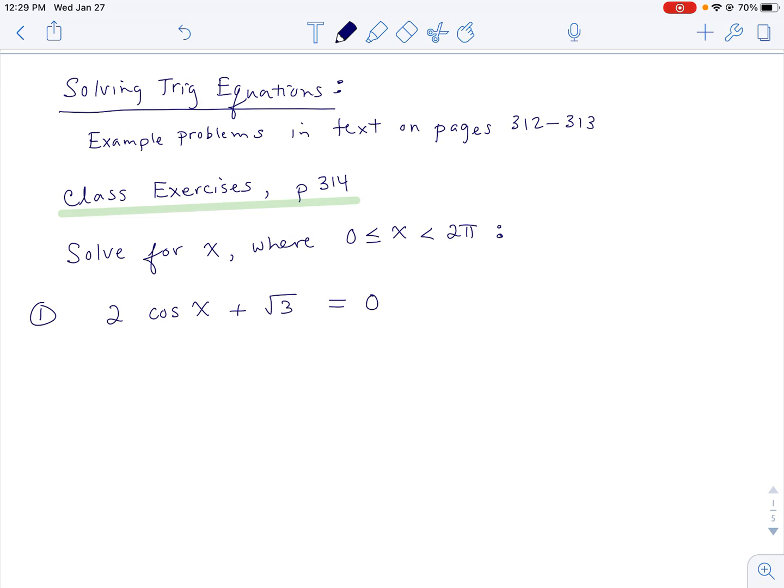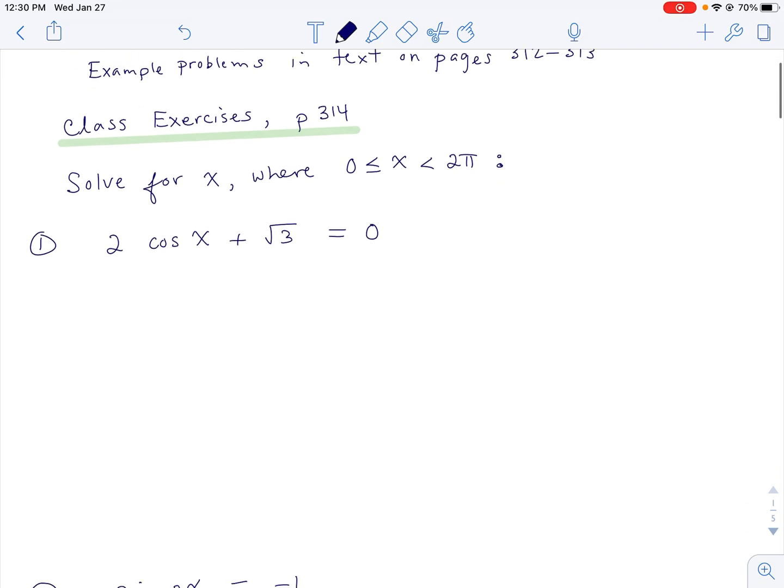We're going to be solving trig equations, and there are sample problems that you could check out on pages 312 and 313 of your text. But I'm going to do some of the class exercises that start in the middle of the page on page 314. And again, I'll go fairly quickly, because I know you can rewind the video. Okay, so the directions for all of these are solve for x, where x is between 0 and 2 pi. So all the x values are going to be on the unit circle.